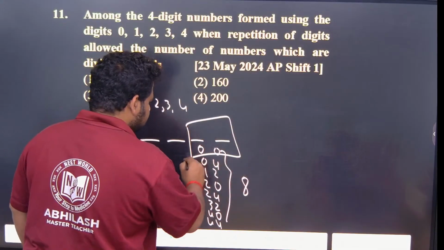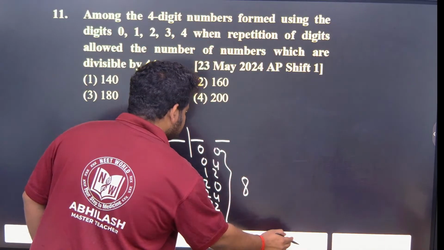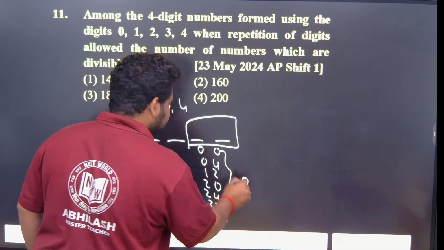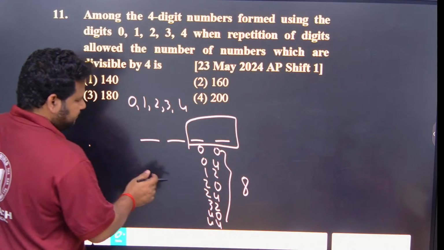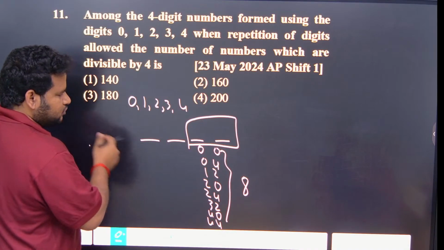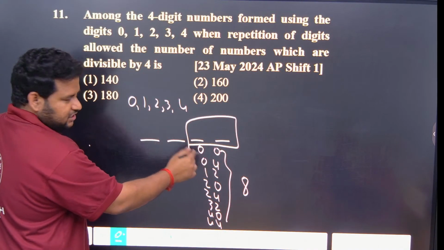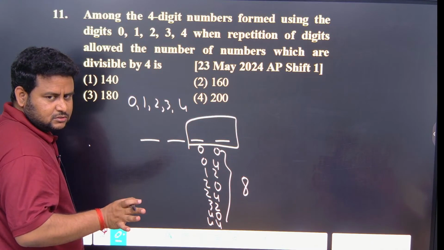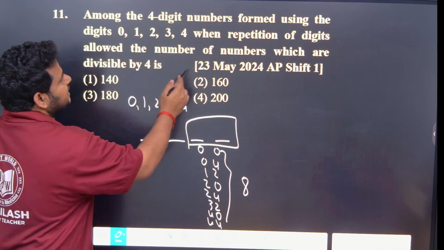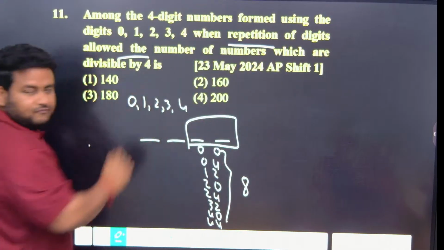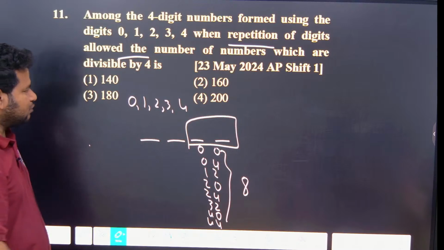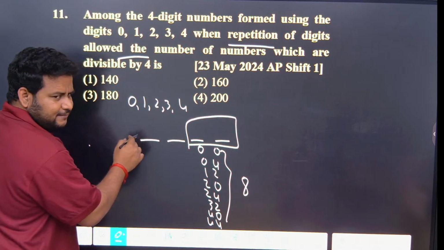These two boxes can be filled in 8 ways. Now let us come to the others. Already 2 numbers are filled. Can I remove these 2 numbers? No. Why? Because here they are telling repetition of digits is allowed. When repetition is not allowed, already filled means remove it. Now, when repetition is allowed, how many should I write here?